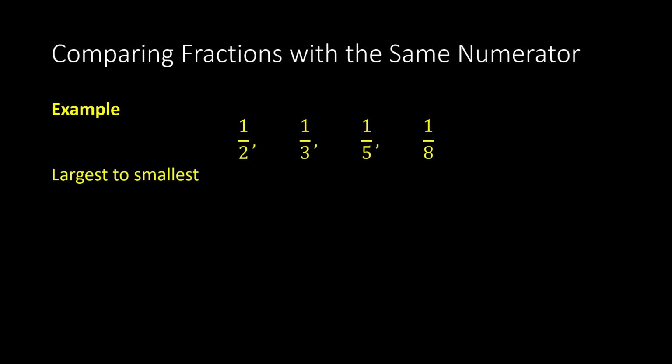Now let's compare fractions with the same numerator, or the number on the top. Let's take a look at this example. Here, all the numerators are the same. When the numerator stays the same, the fraction with the smaller denominator is actually larger. This is because fewer equal parts means each part is bigger. And therefore, if we're arranging largest to smallest, 1 over 2 is greater than 1 over 3, is greater than 1 over 5, which is greater than 1 over 8.